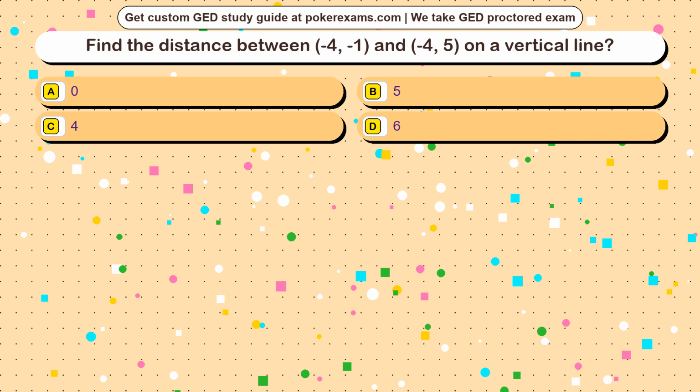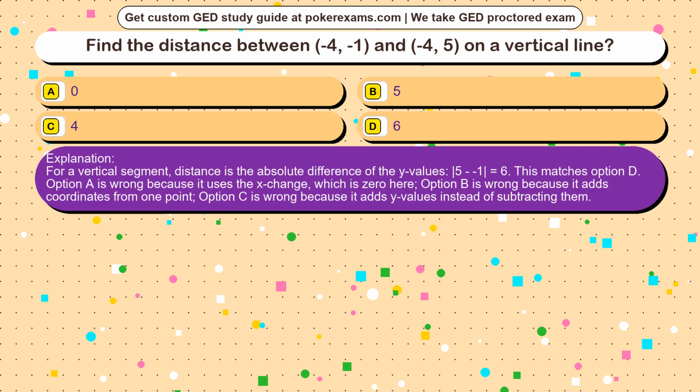The correct answer is option D. For a vertical segment, distance is the absolute difference of the y values. 5 minus 1 equals 6. This matches option D. Option A is wrong because it uses the x change, which is 0 here. Option B is wrong because it adds coordinates from one point. Option C is wrong because it adds y values instead of subtracting them.